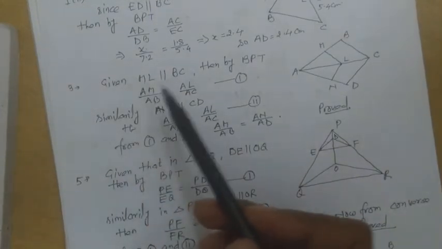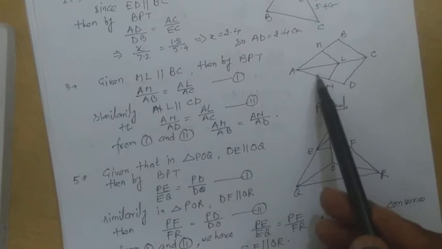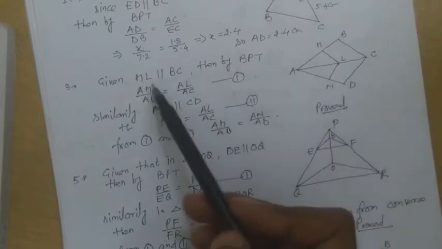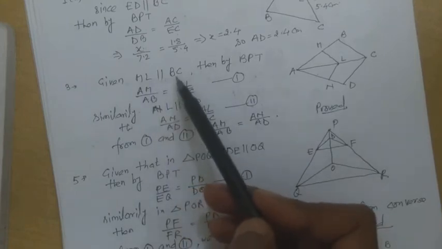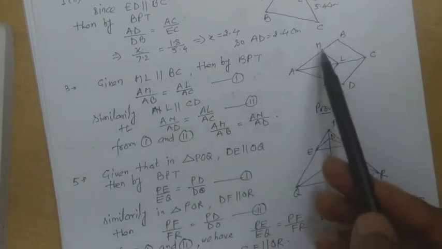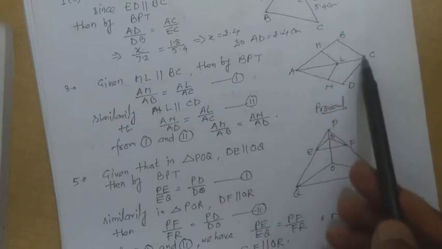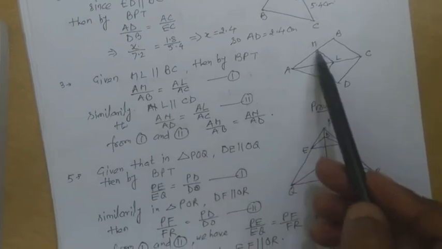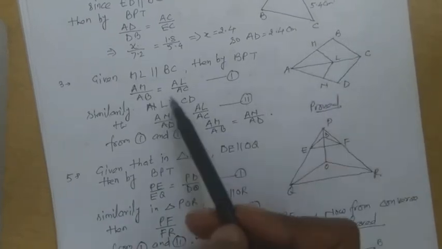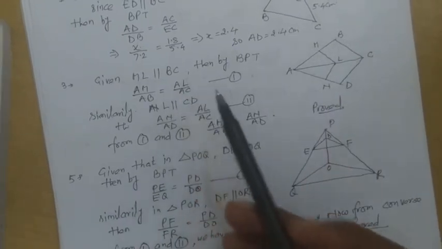The third question, that is the figure which is given in our textbook, and in this it is given ML is parallel to BC. ML is parallel to BC. Then here we can use the BPT. So AM upon AB is equal to AL upon AC.